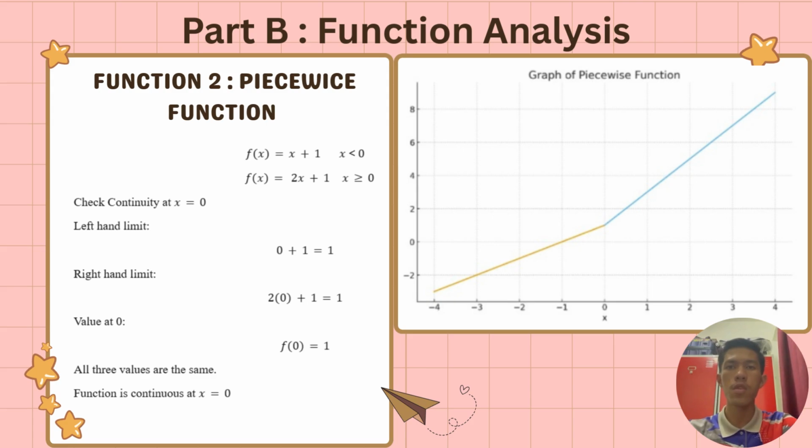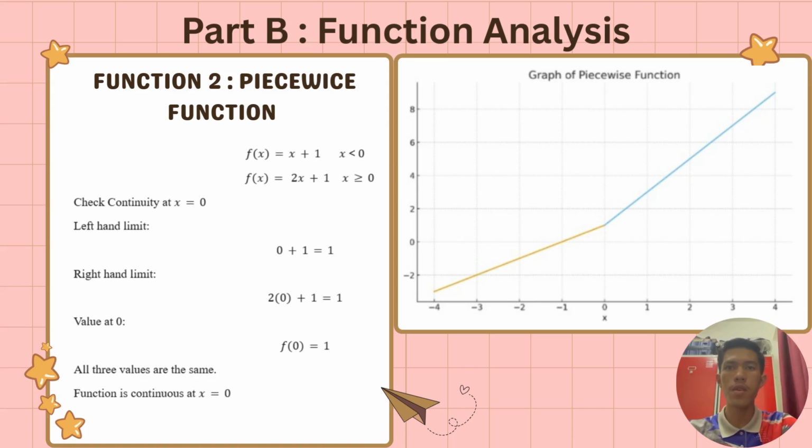For a function to be continuous at a point, three conditions must be met. Number 1, the limit from the left must exist. Number 2, the limit from the right must exist. Number 3, the function value at the point must exist and be equal to the two limits. If all three values are the same, the function is continuous, meaning you can trace the graph through the point without lifting your pen. Let's look at the limits, which correspond to the graph approaching x = 0 from the left and the right.